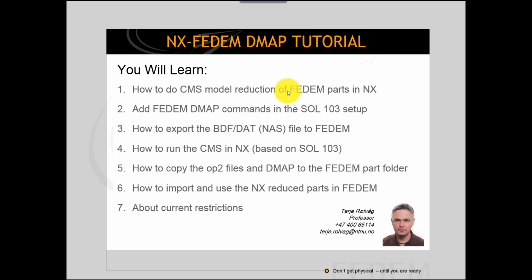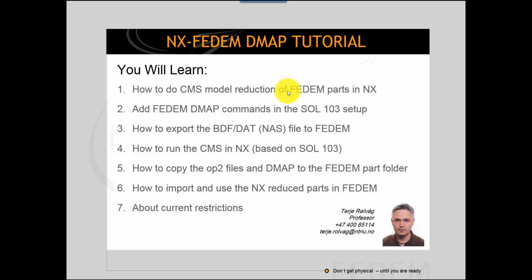First, I'll show you how to do a component mode synthesis model reduction of Fedem parts in NX. How you can add the additional DMAP commands required to alter the SOL103 execution, and how to export Nastran bulk data files to Fedem, because you don't only need the model reduction files, the reduced mass and stiffness matrices and the gravity vectors, you also need the Nastran bulk data file for display purposes in Fedem.